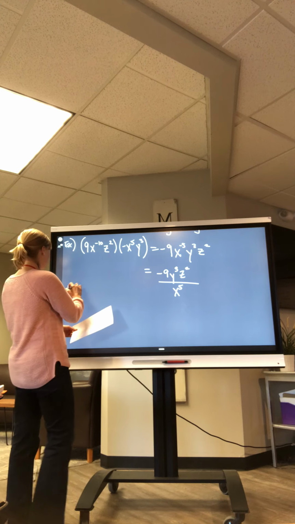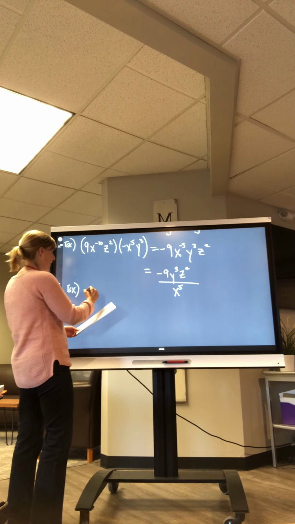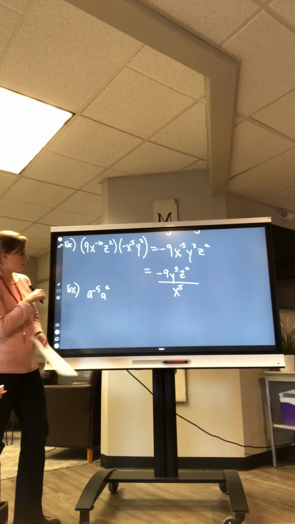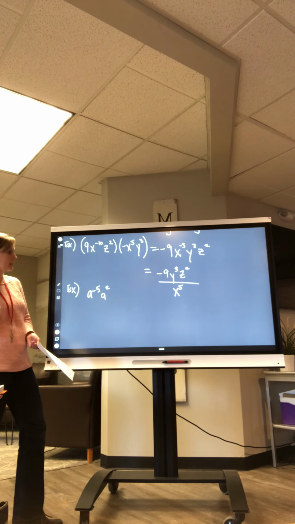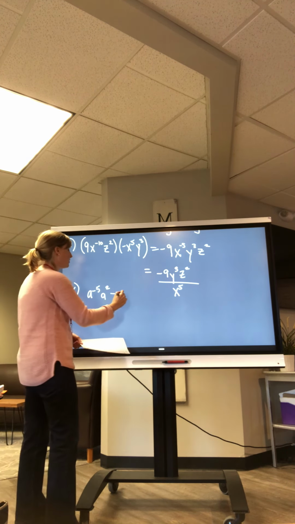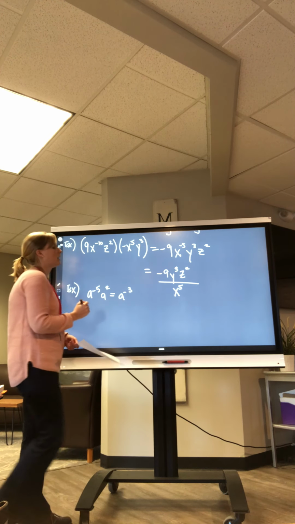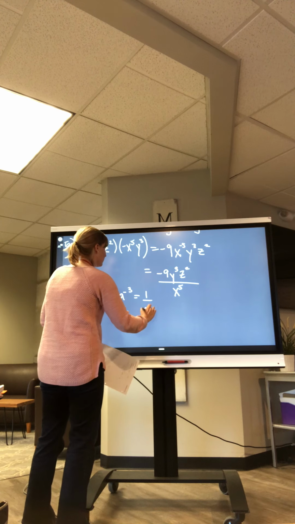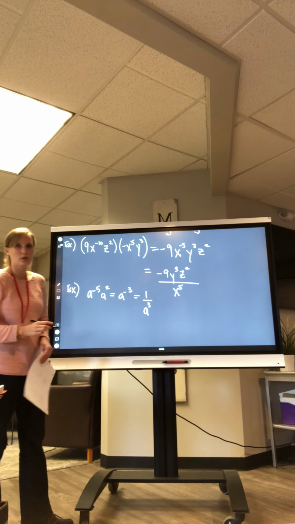Okay, another one. Here's example 4. a to the negative 5 times a squared. So these are right next to each other. They're being multiplied, so we're going to add. Negative 5 plus 2 is negative 3. And because it's negative, same thing, it's going to go in the denominator as a positive. 1 over a cubed.